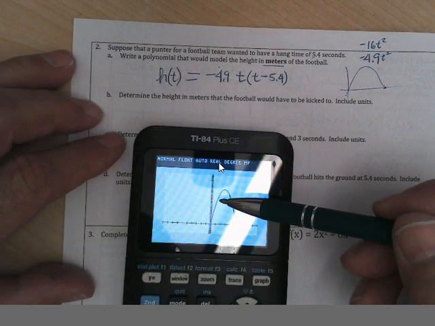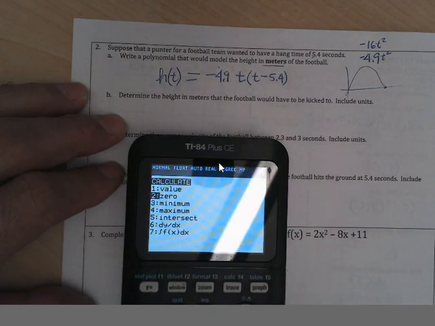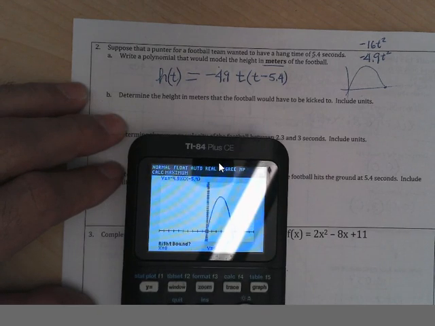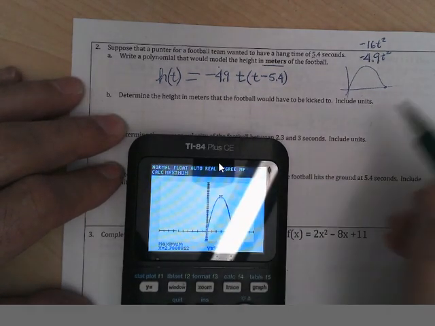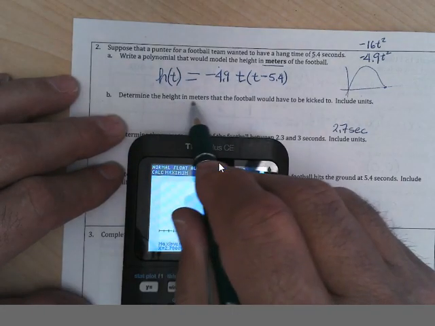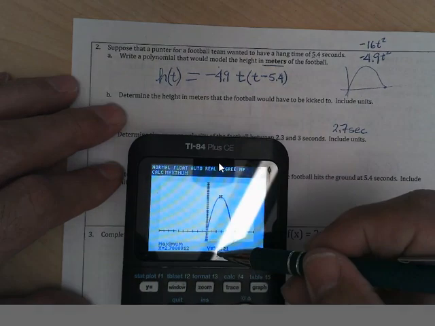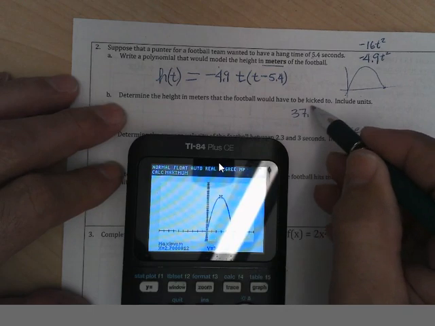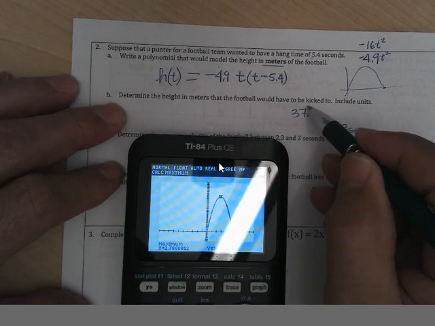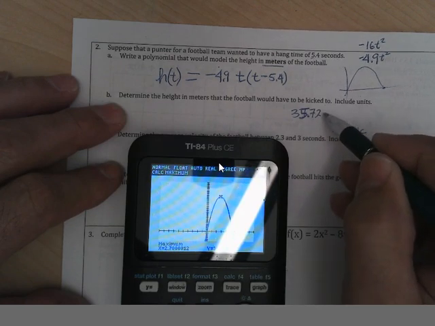What's the maximum height? Now in Desmos, you could just tap it on here so I can calculate the maximum. That's somewhere between 0 and 5, and it's probably about 2. Enter, and it says at 2.7 seconds, but I don't need that because I didn't ask when it is. Determine the height the football would have to be kicked to. The height that would have to be kicked to is 35.72 meters high.